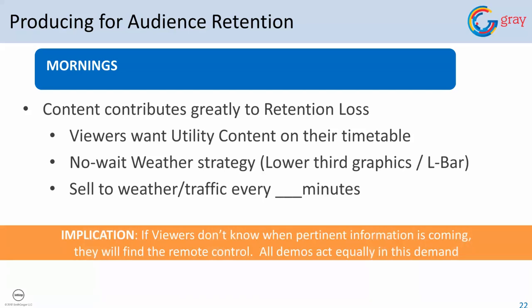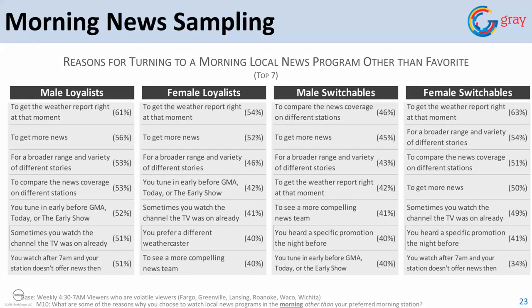The implication is if viewers don't know when this pertinent information is coming, they'll use that remote control and go somewhere else and find it. And all demos are really equal in that demand. We asked people in that Gray study, what are some of the reasons why you are turning to a local news program other than your favorite in the morning?